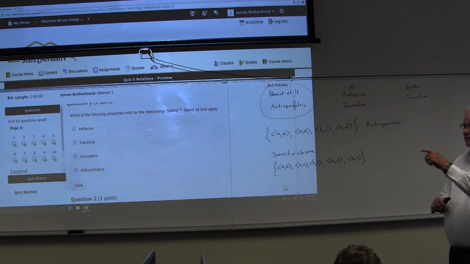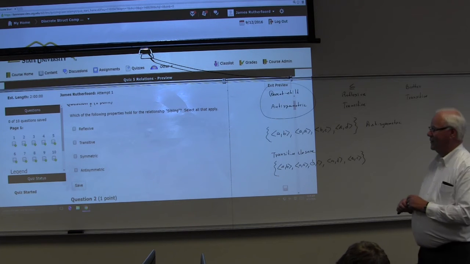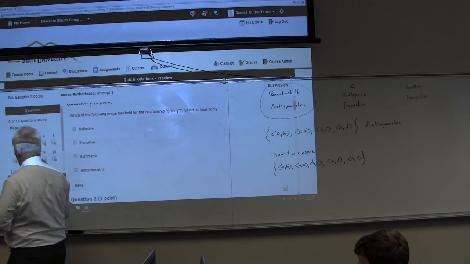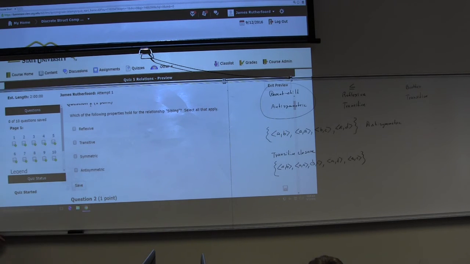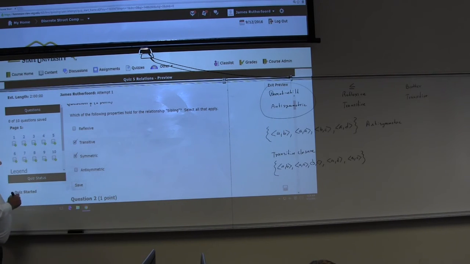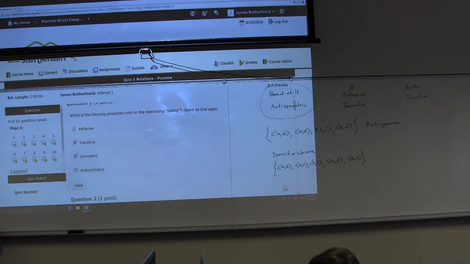So, what about sibling? It would be symmetric as long as we're not including parents. Transitive and symmetric. So we would say it's symmetric? Okay. Transitive. Is it transitive? Yeah. Is it reflexive? No.